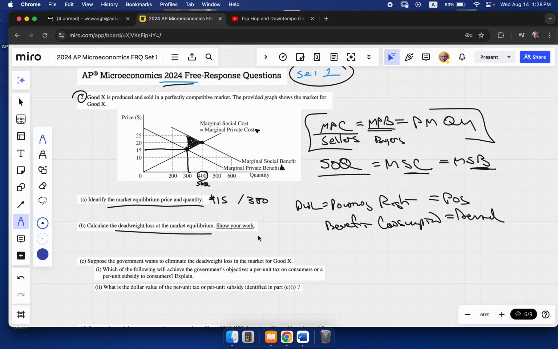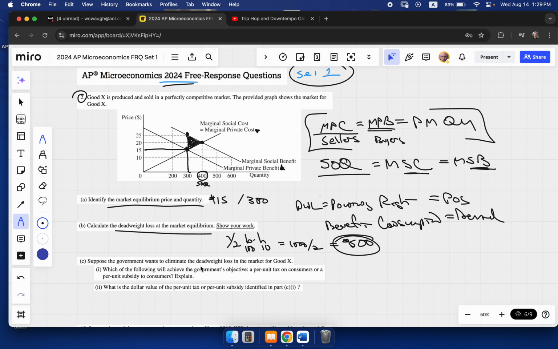We would need to find our deadweight loss triangle. Deadweight loss triangle is simply one half base times height. Any vertical distance between the two curves would give us our height. So from 15 to 25 would be 10. And our base is 100. 10 times 100 would equal 1,000, and we have to divide that by 2. Don't forget that. So our deadweight loss triangle is 500.